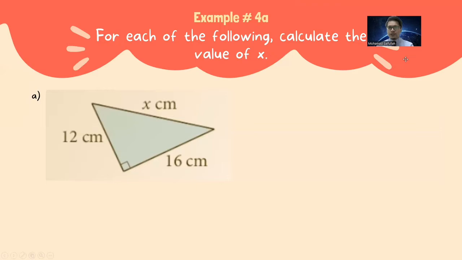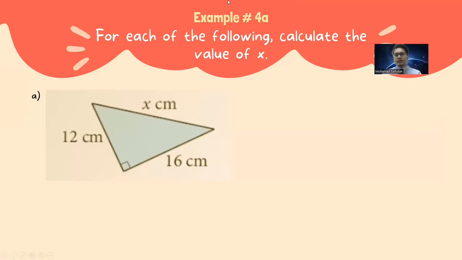So, we look at this example for A. For each of the following, calculate the value of x. As you can see here, this is question A. We have a right angle triangle here, and it has three sides given, which are 12 cm, 16 cm, and x cm. Okay, so how can we solve this problem? Basically, we must know what we want to find. Of course, we want to find x, okay?